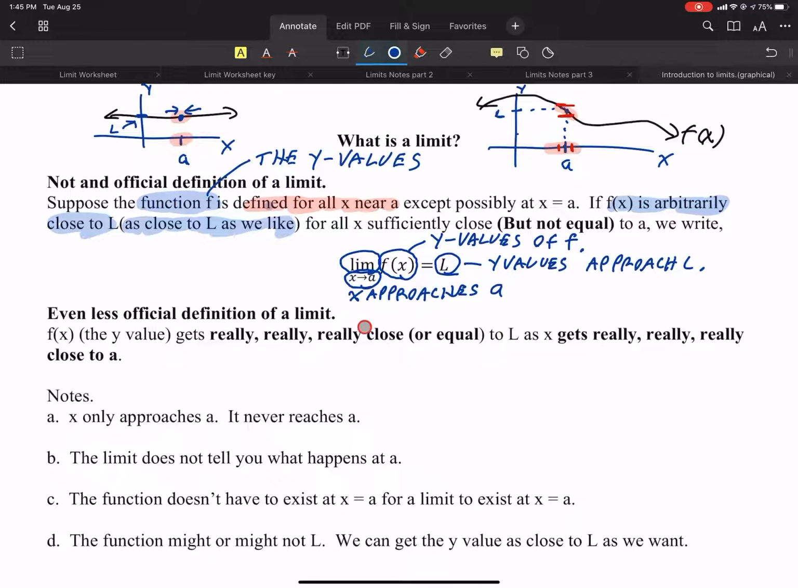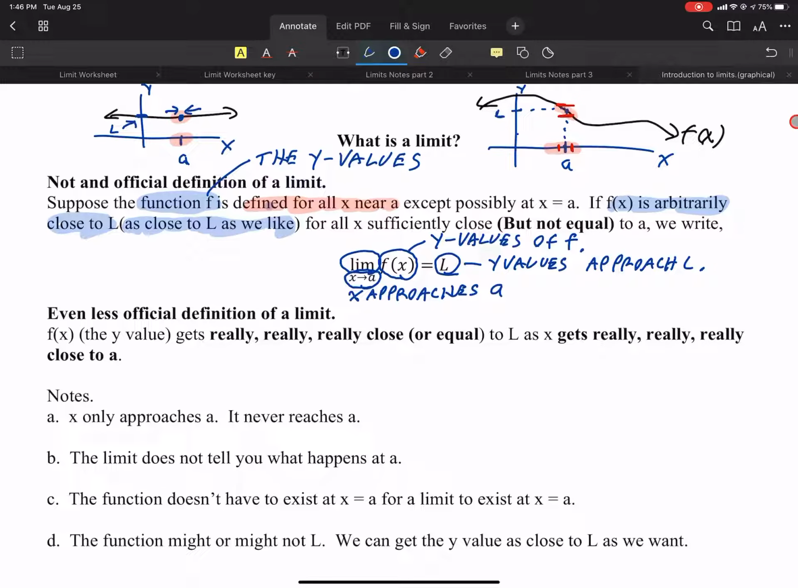So with this definition, this function gets really, really close to what? It gets close to L as x gets really, really close to A as I approach x from both sides. So make sure that's sinking in. Make sure you are distinguishing the difference between x approaching A and the y value approaching L. X is moving left and right. Approaching L, I'm getting closer and closer to L or equal to L on the y value.